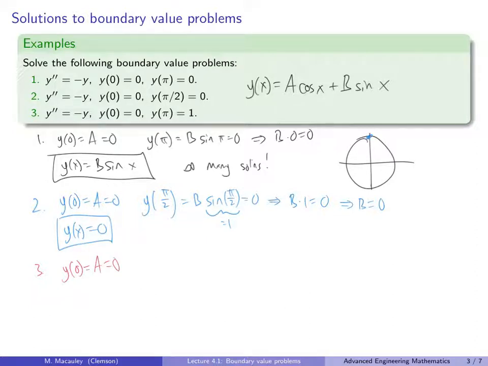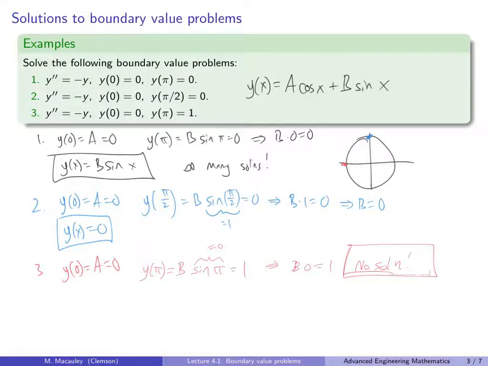And finally, for the third example, as before, we get y of 0 equals a, which is 0. But now things are different when we get, say, y of pi equals 1. So y of pi, let's plug pi into here. So y of pi equals b sine of pi. So b times sine of pi, and that equals 1. Now where is sine of pi? That sine of pi is the y value here, and that's equal to 0. So we get that b times 0 equals 1, and so there is no solution. So here there is no solution.